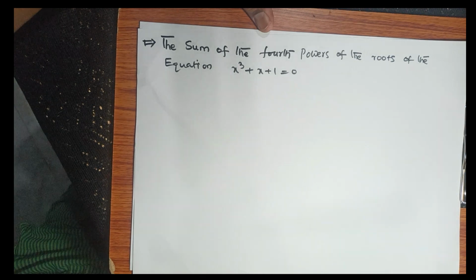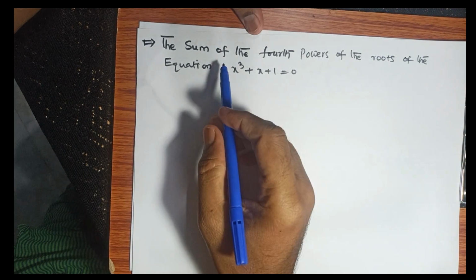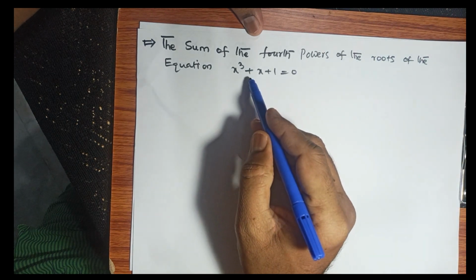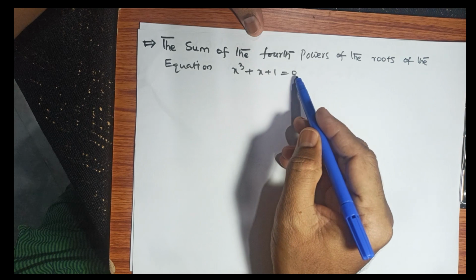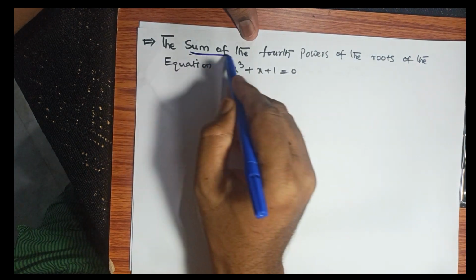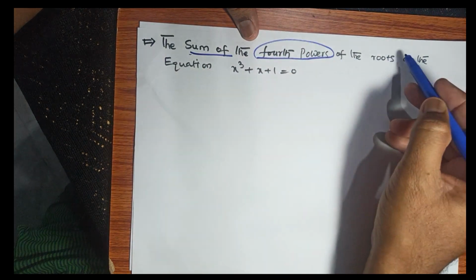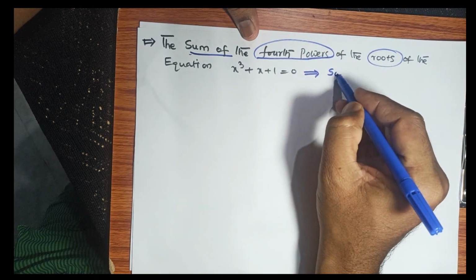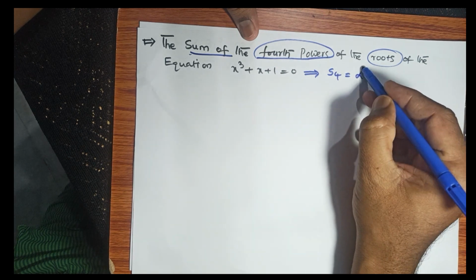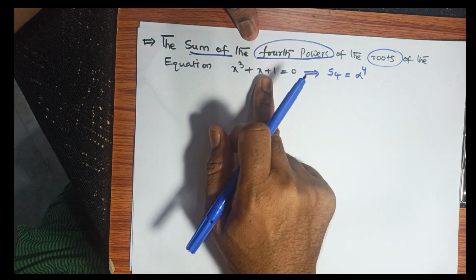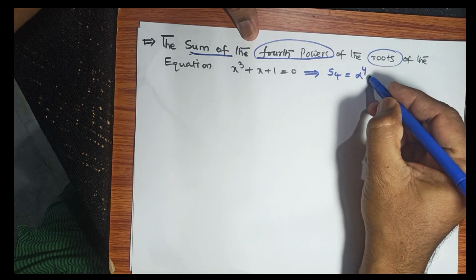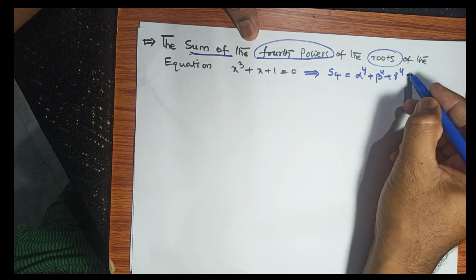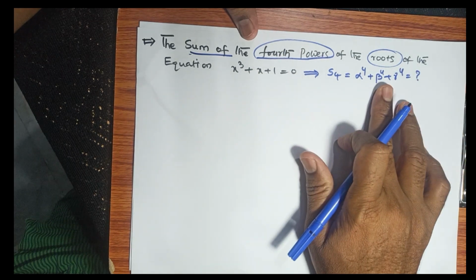Next question. It is the sum of fourth powers of the roots of the equation x cube plus x plus 1 is equal to 0. The sum of fourth powers of roots means they are asking S4 equal to alpha power 4, where alpha, beta, gamma are roots of this cubic equation. They are asking alpha power 4 plus beta power 4 plus gamma power 4 is equal to question mark. This one we have to find.